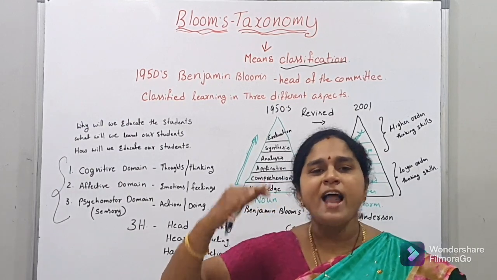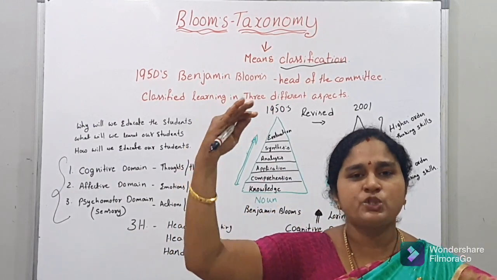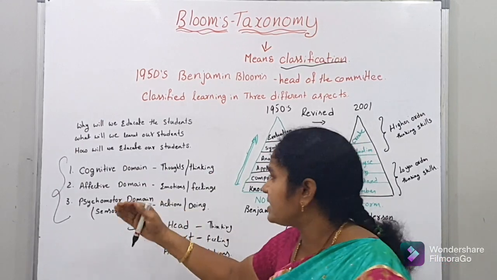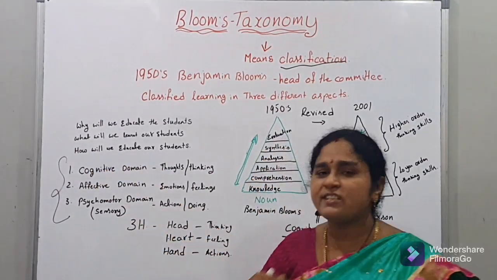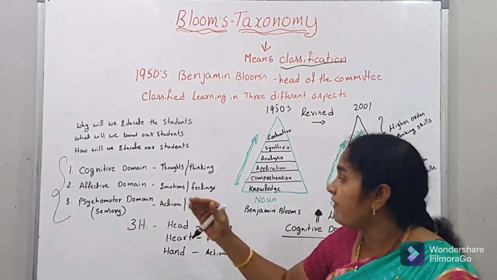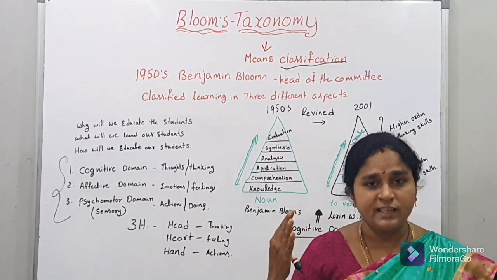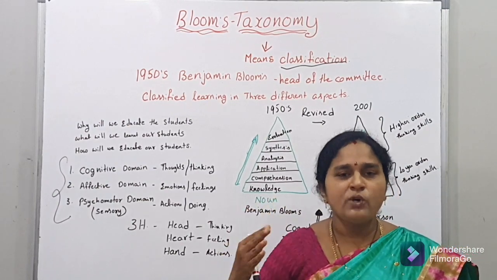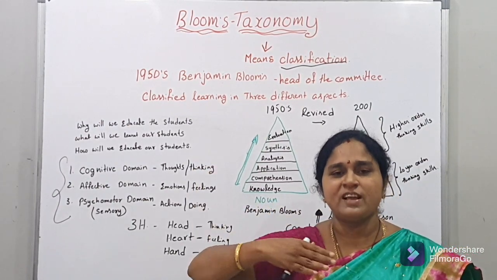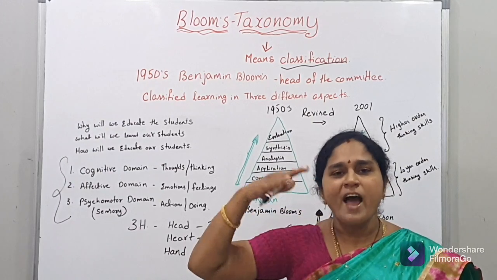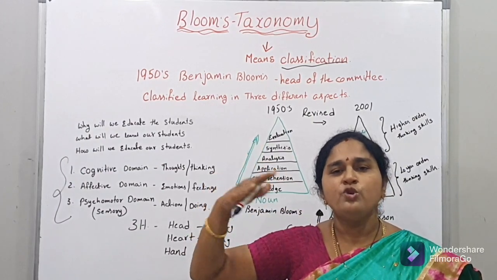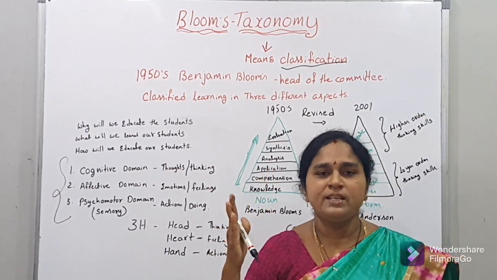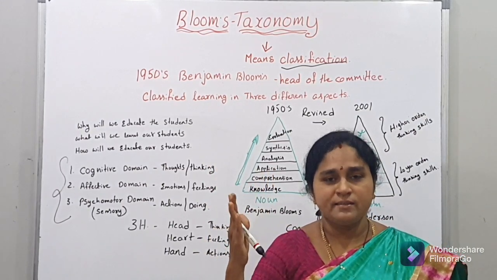How do we evaluate each and every student? What levels are there? What domains? In the cognitive domain, different levels are there. In the affective domain, different levels are there. In the psychomotor domain, different levels are there. In those hierarchy levels, we evaluate and also create such great knowledge-based students.